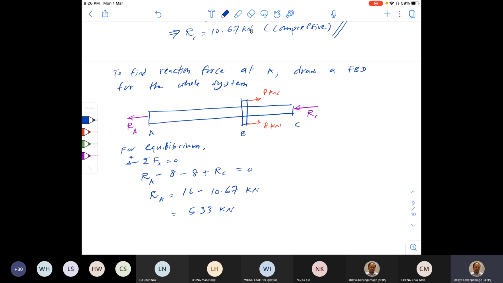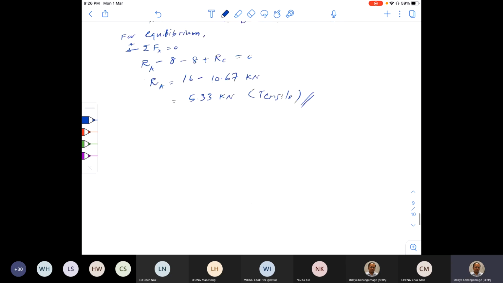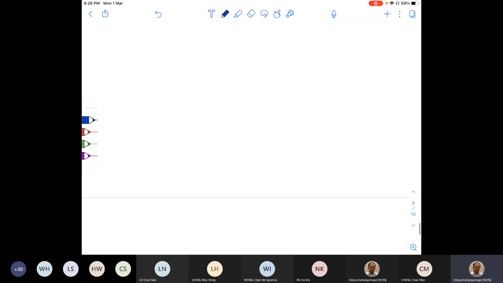So what kind of force is it? Tensile force or compressive force? It's a tensile force, right? We are pulling, tensile force. So its reaction is tensile. All right. So that's it, right?